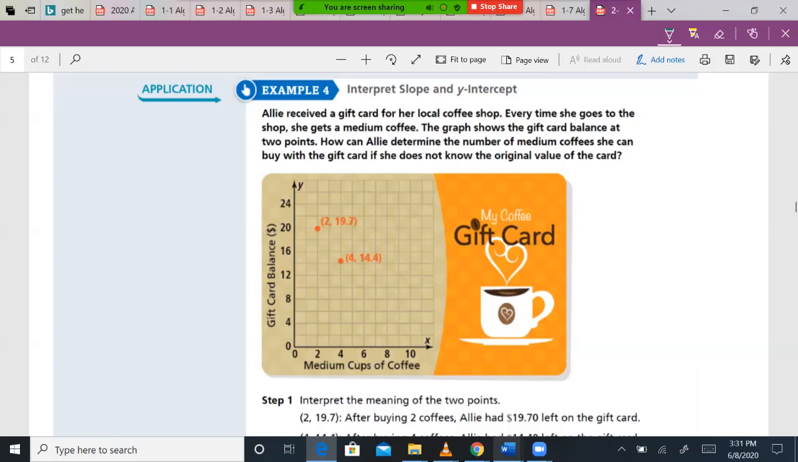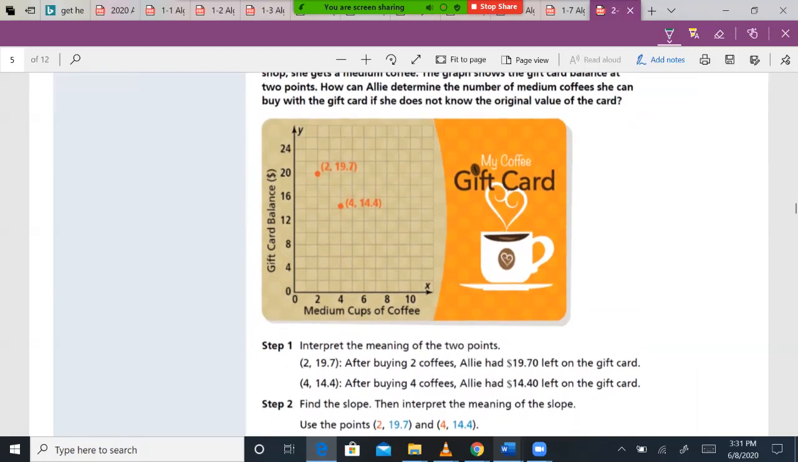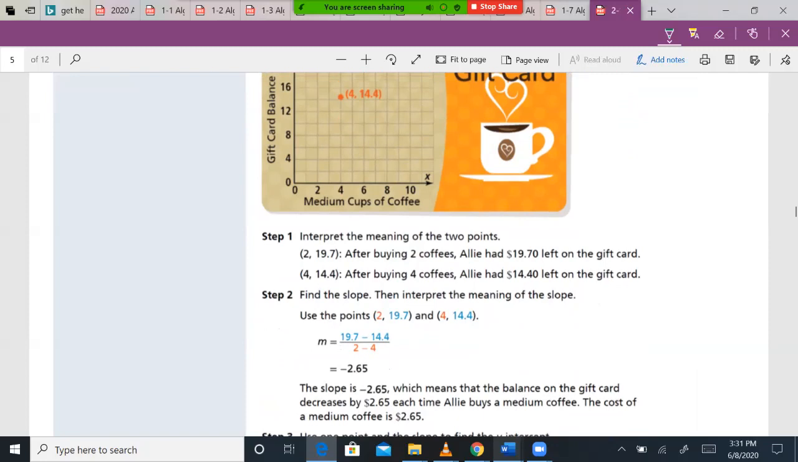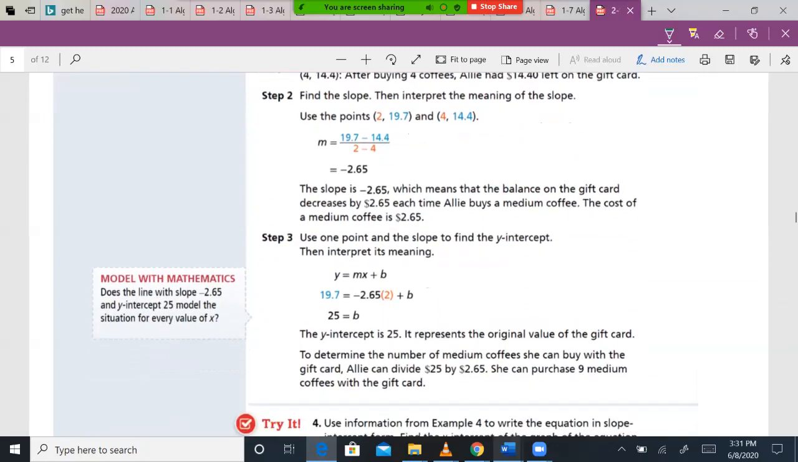Okay, we already interpreted what we're doing here. How can Allie determine the number of medium coffees she can buy with the gift card if she does not know the original value of the card? Okay, basically what we need to do is find the equation for this. We find the slope first. We find the slope as a decimal is -2.65. We use any one of those points. B is 25. So there was 25 bucks on the card to start off with.